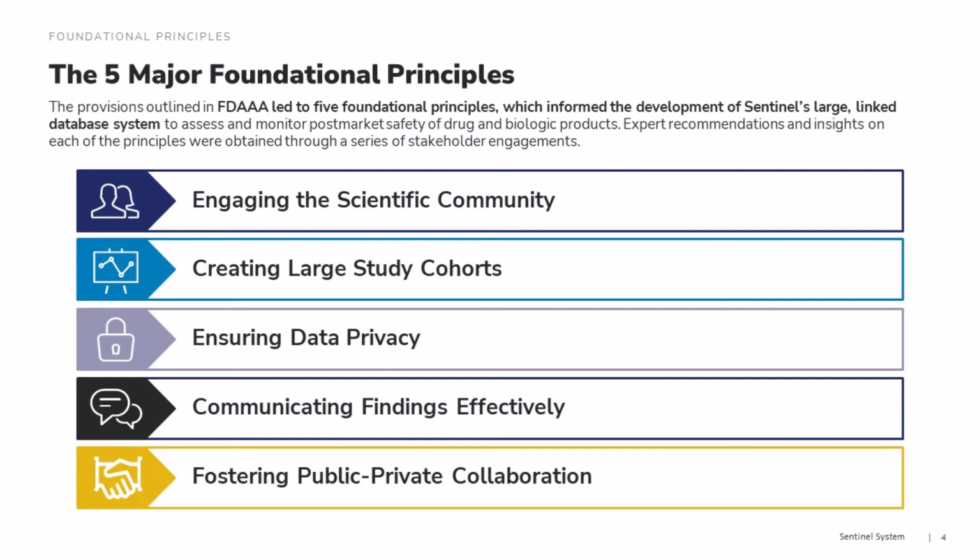The 5 foundational principles to Sentinel are: 1. Engaging the scientific community. 2. Creating large study cohorts. 3. Ensuring data privacy. 4. Communicating findings effectively. And 5. Fostering public-private collaboration. Next, we will dive deeper into each of the 5 principles and how they were applied in developing Sentinel.